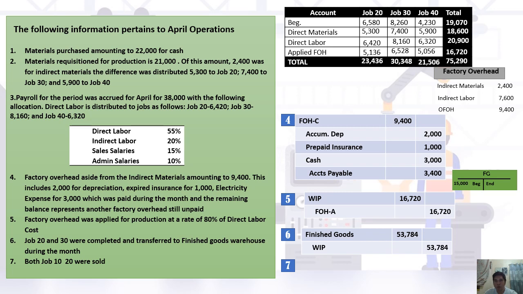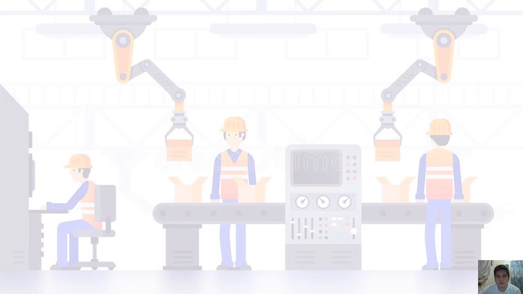Ang amount po nun ay 23,436. Add natin sa beginning ng finished goods, which sinabi kasi yung job 10 ay nabenta na. So, ang ating record dyan ay debit cost of goods sold, 38,436. Then credit finished goods, 38,436. Again, nakuha po yung cost of goods sold. Inadd lang po yung beginning natin na 15,000, tsaka yung job 20 na 23,436 pesos.